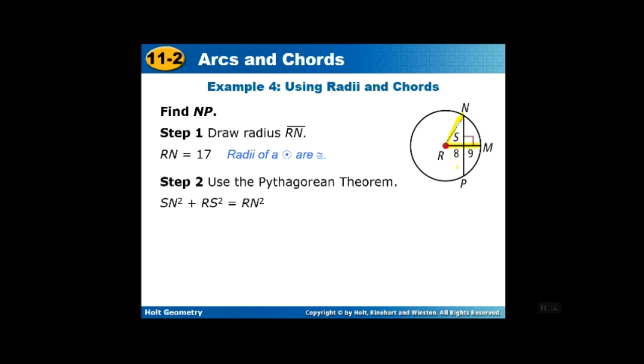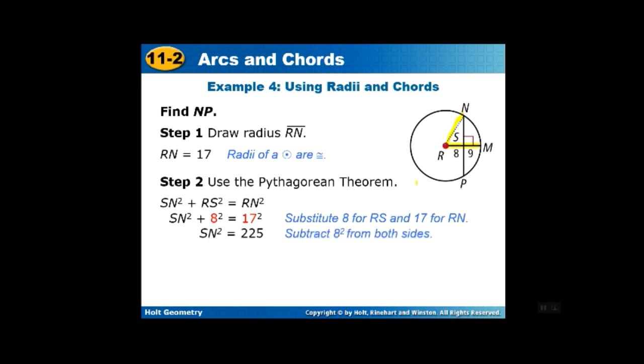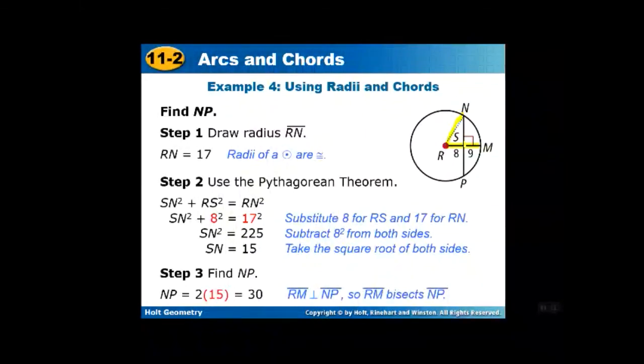So we apply the Pythagorean theorem. SN squared, half of the chord, plus 8 squared is equal to 17 squared. Now move the 8 squared to the other side. So SN squared equals 225. Take the square root of both sides to get SN is equal to 15. According to the theorem, the radius is a bisector of the chord if and only if it is perpendicular, so NP will be equal to 2 times 15, which is 30 units.